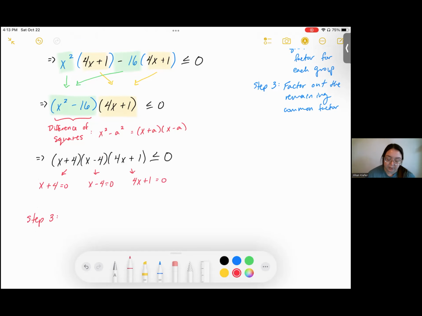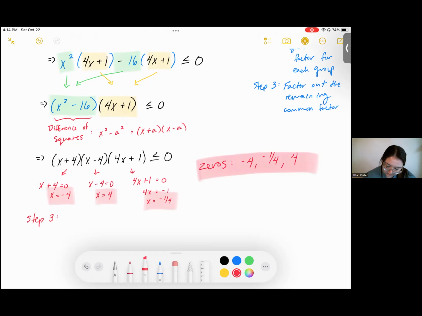So you're going to solve each one of those for x. This would give you x equals negative 4, x equals 4. And we get 4x is equal to negative 1. So x would be equal to negative 1 over 4. So each of those is a zero. So we're going to write that over here. We're going to say zeros are negative 4, negative 1 over 4, and 4. There we go. So those are the zeros.